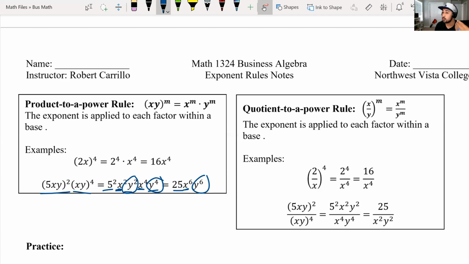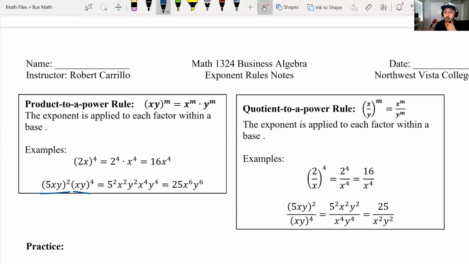So again, we're using all the exponential rules we are learning. Since the x's had the same base, you add the exponents. Since the y's had the same base, you add the exponents. Hence the final answer of 25, x to the sixth, y to the sixth. So that's called product to power.